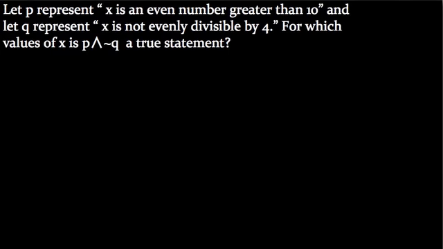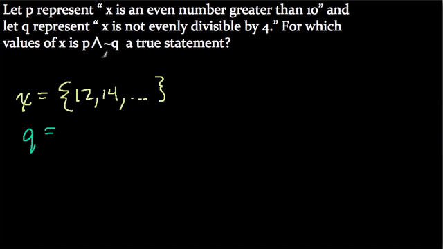Okay, so here we let P represent the idea that x is an even number greater than 10. So, right, x so far could be anything that's greater than 10 and even. So 12, 14, and so forth. And Q represents the idea that x is not evenly divisible by 4.